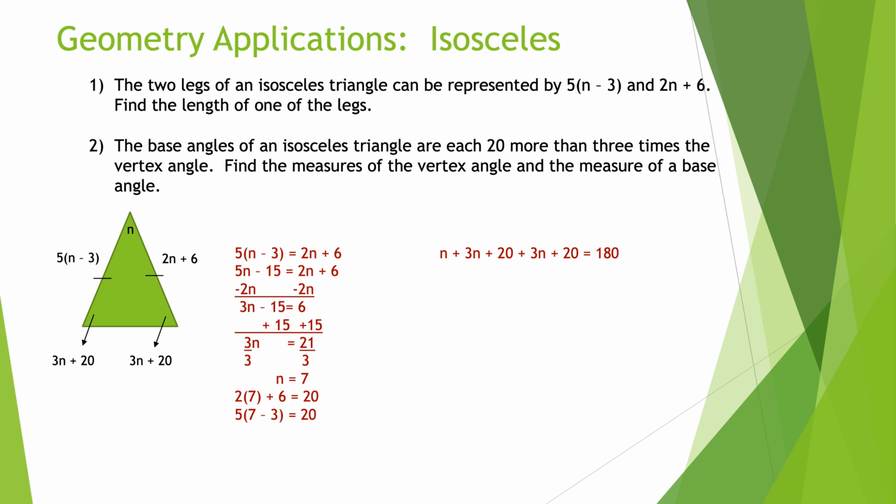Okay, assuming you did your stop and start and you started it back up again, that would be 7n plus 40 is 180. Subtracting the 40, 7n is 140. Dividing by 7, I get n is equal to 20. Substituting in for the angles, 3n plus 20 works out to be 80 because 3 times 20 is 60 plus 20 is 80. And 20, 80, and 80 are 180.